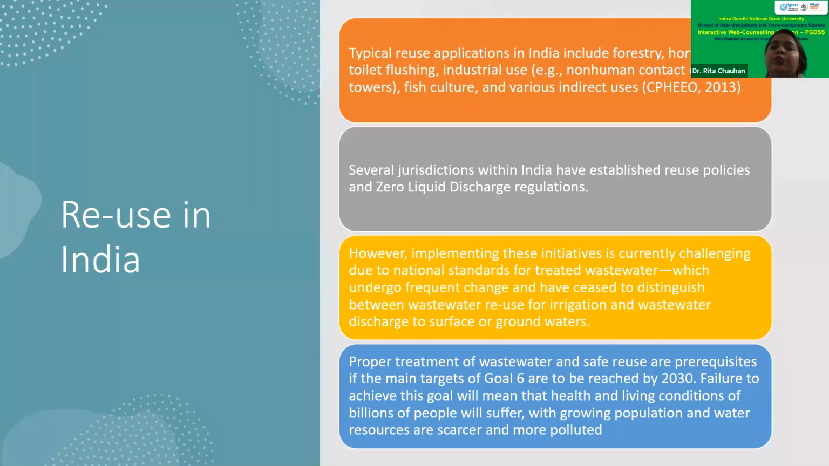These are some of the reuse cases in India. Typical reuse applications which have been done in India are forestry. We are using it for horticulture, fish culture, toilet flushing. Much of the wastewater which is generated is treated and used for these cases.